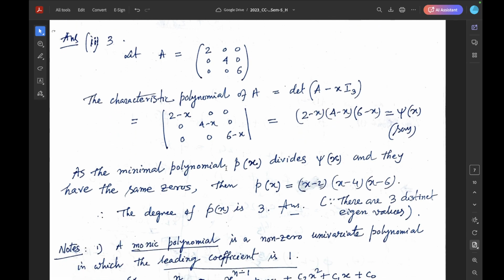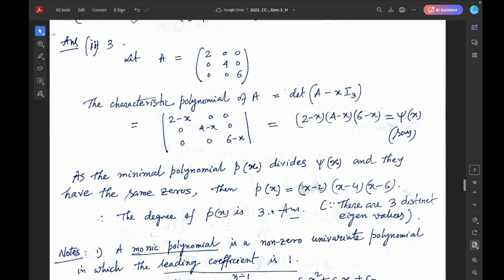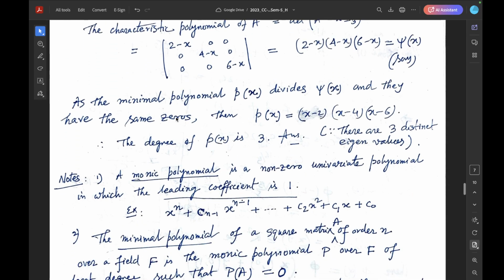As the minimal polynomial p(x) divides the characteristic polynomial psi(x) and they have the same zeros, then p(x) equals (x minus 2)(x minus 4)(x minus 6). And because there are three distinct eigenvalues, the minimal polynomial equals the characteristic polynomial. So the degree of the minimal polynomial is 3. So the correct option is 2.